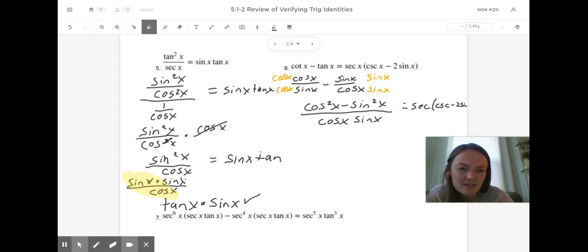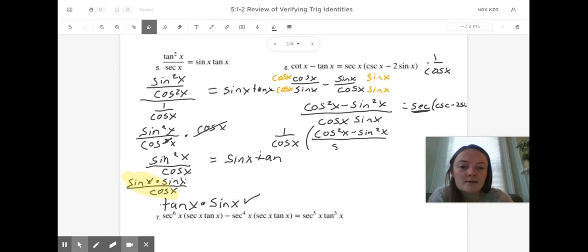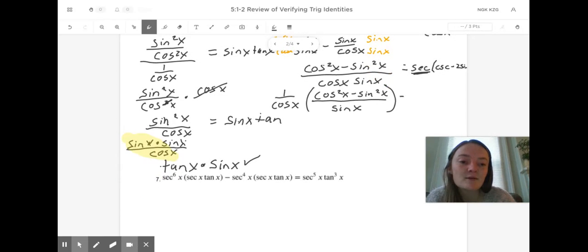What I see here is that there's a cosine in the denominator. Well, on the right side I have a secant pulled out of everything. Secant is 1 over cosine. So I'm going to pull this 1 over cosine out front. I get 1 over cosine x times cosine squared x minus sine squared x all over sine of x. And I want that to equal secant times cosecant minus 2 sine. Well, 1 over cosine is secant, so we're getting closer to making this look like the other side.